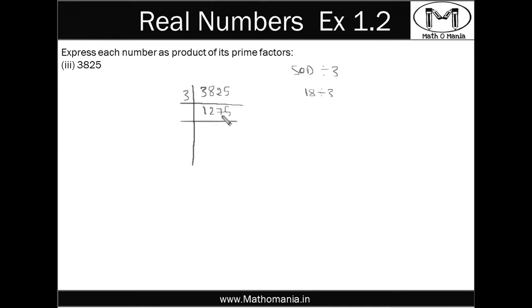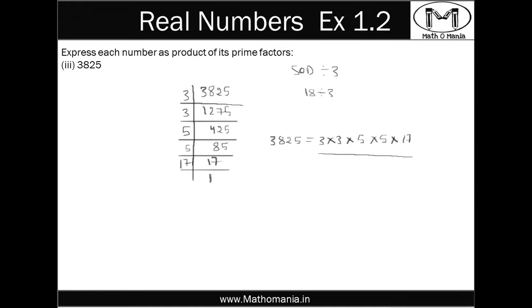We'll get 1275. Now again this number is divisible by 3. So 3 times comes 425. Then this number is no more divisible by 3. So we'll divide by 5 then. 5 goes 85 times. Then again by 5, 17 times. And then again with 17, and here comes 1. So this 3825 can be written as 3 into 3 into 5 into 5 into 17. All these are the prime factors of 3825.